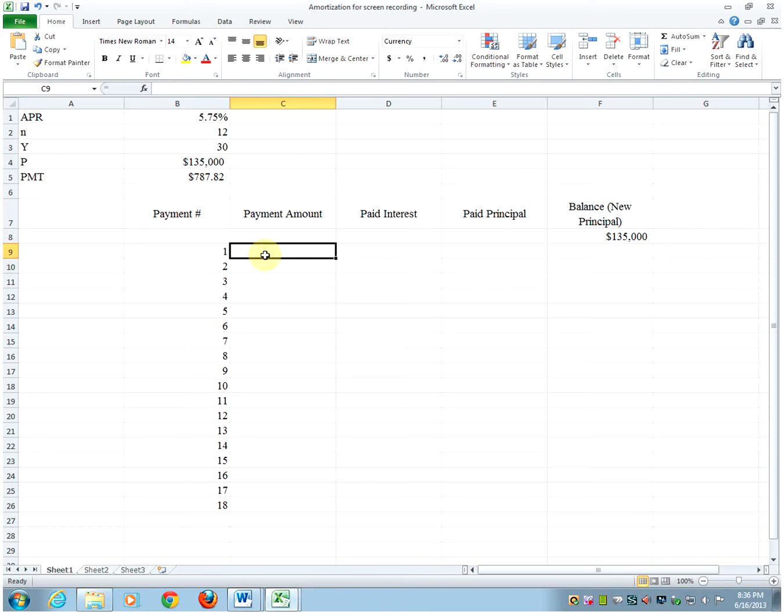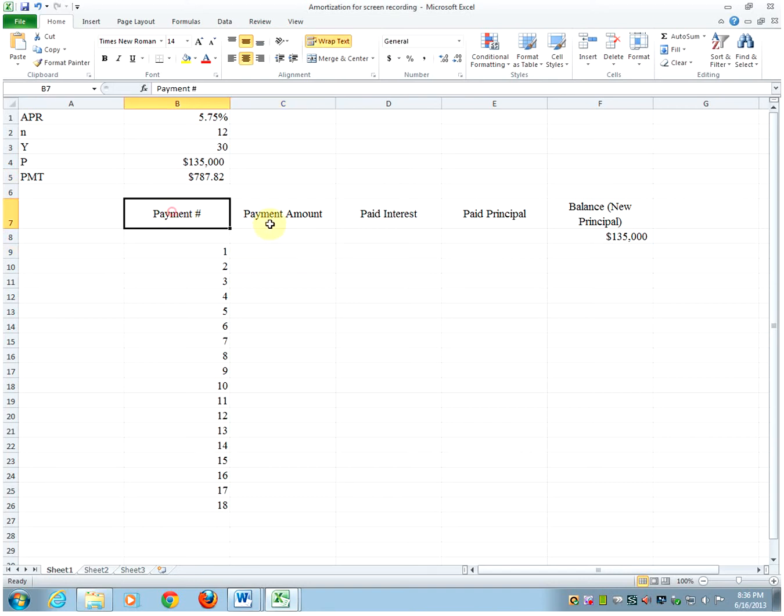To save time, I already set up and found the monthly payment for this example. It's the same one that I have the PowerPoint summary of. We're taking out a loan for $135,000 at 5.75% interest for 30 years. Our monthly payment is $787.82. So we have a column here for payment amount.